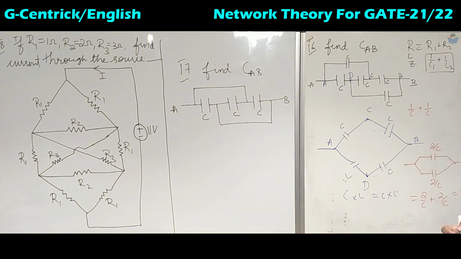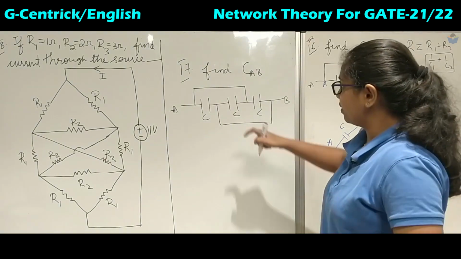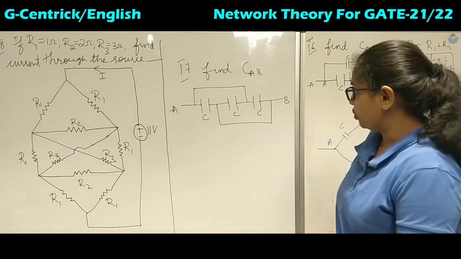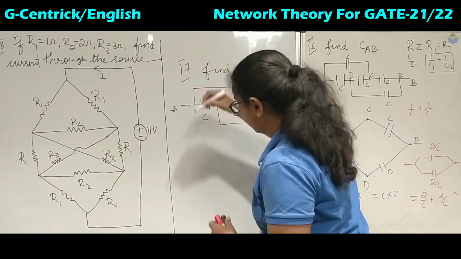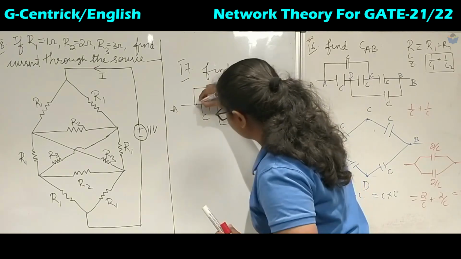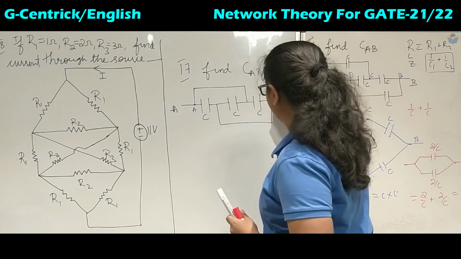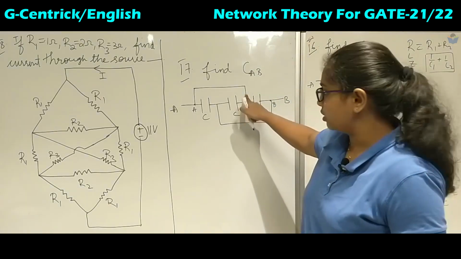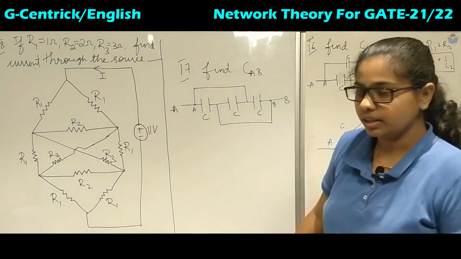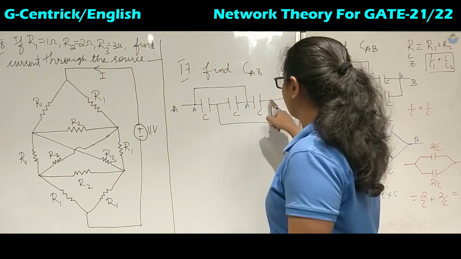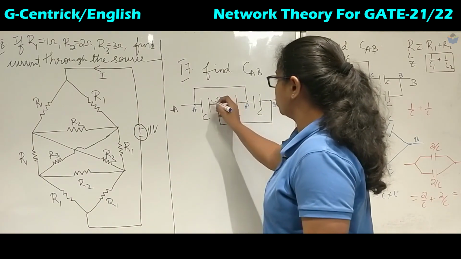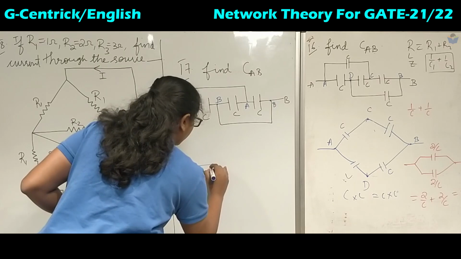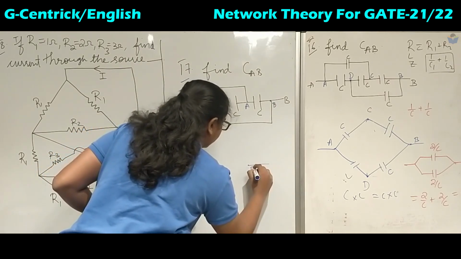Now coming to the next one, again they have asked us to find CAB, the equivalent capacitance across these 2 points. So we will mark this point as A and this point as B. Now here, this has the same potential as this one, because there is no element connected in between the branch. So this is also potential A. Similarly this point is also potential B. Now if we redraw this, this is point A and this is point B.